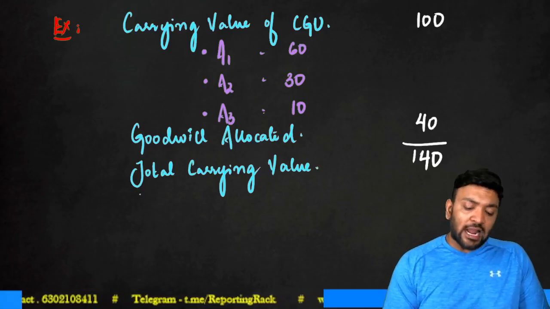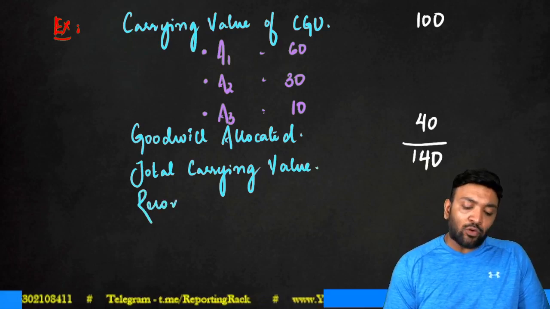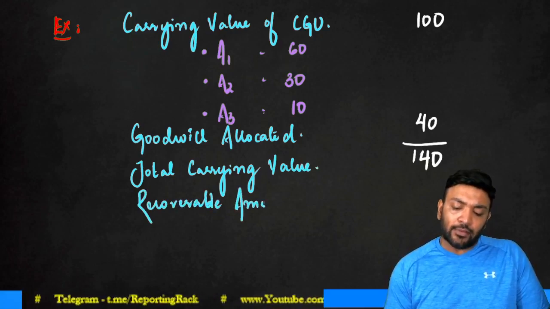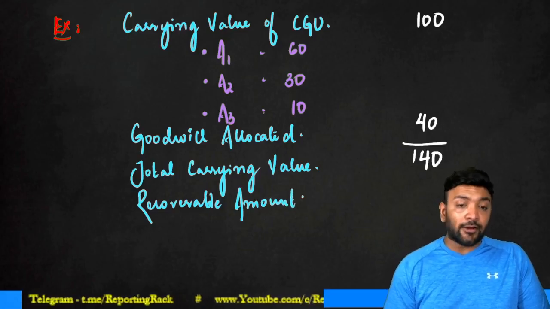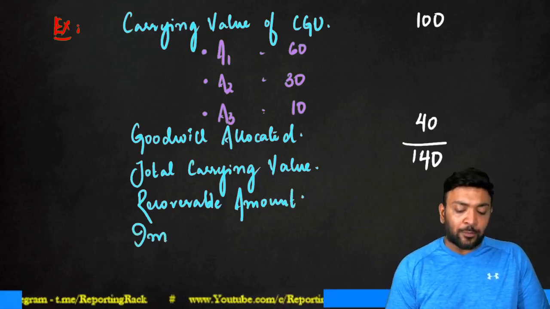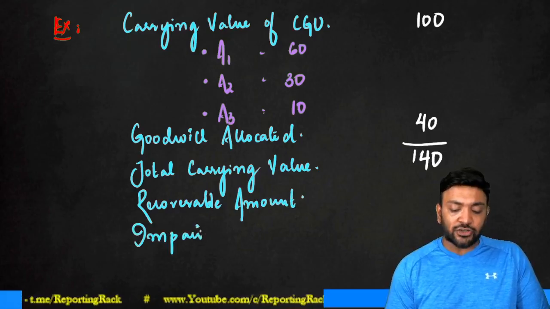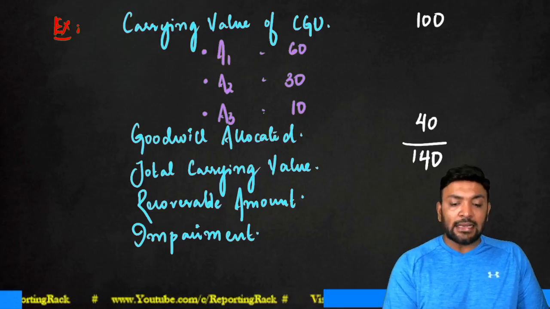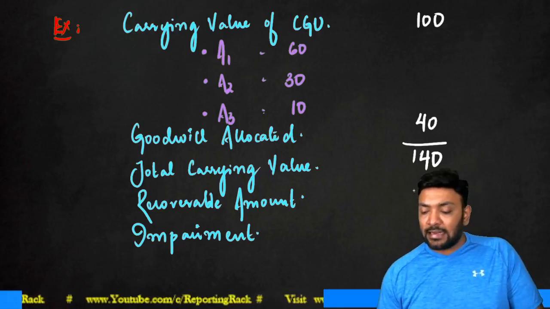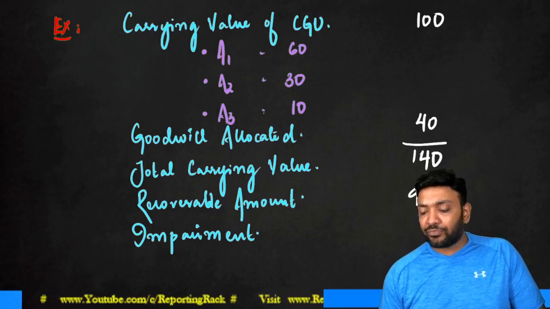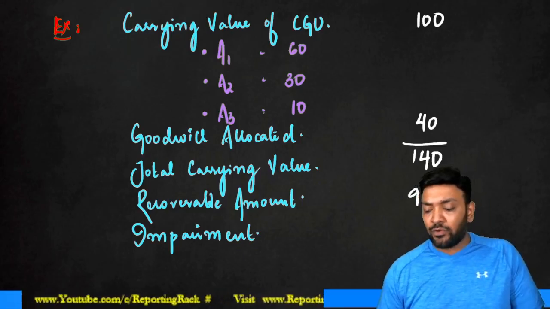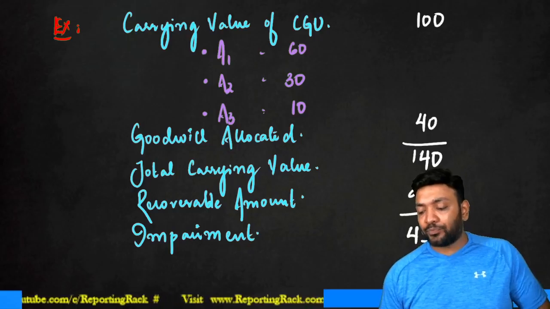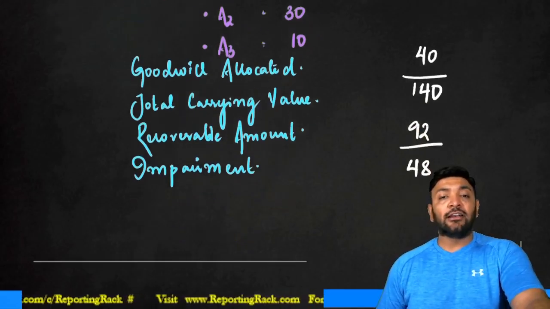To this CGU, I identified a recoverable amount, and comparing it with this carrying value, I identified a certain amount of impairment to the CGU. Let's have certain values, okay? Or let's take the same value, no? It was 92 and the impairment was 48. Same way I've written it.